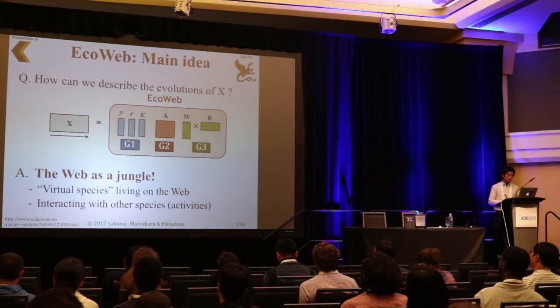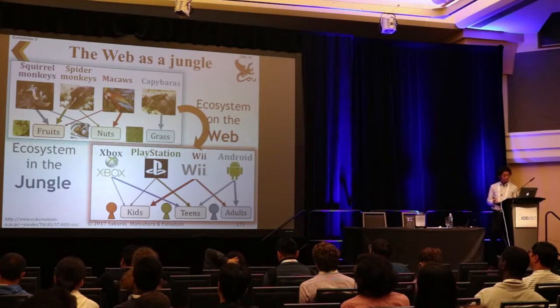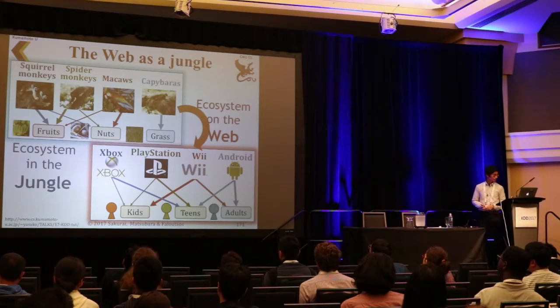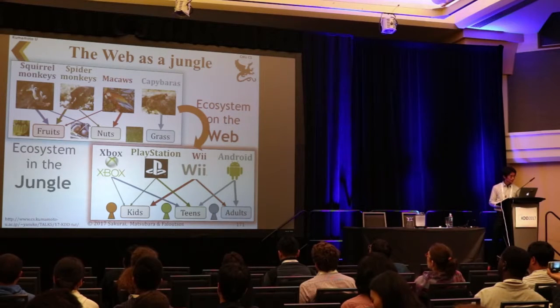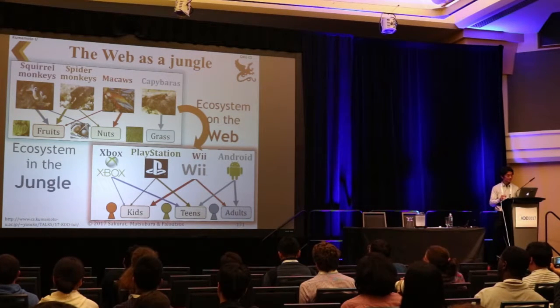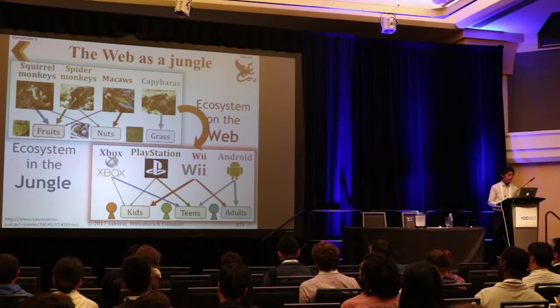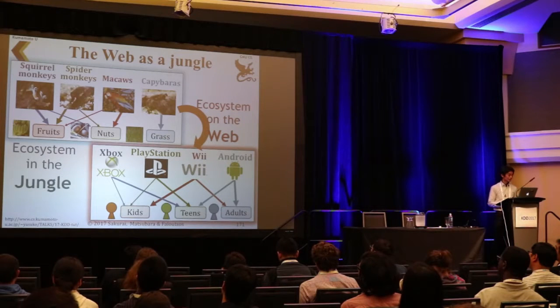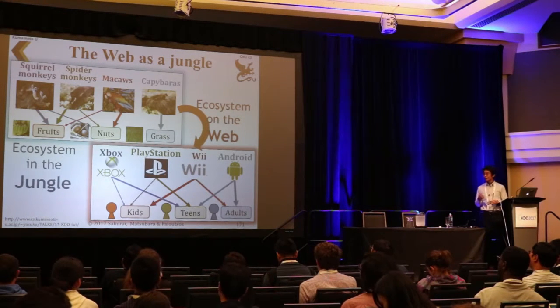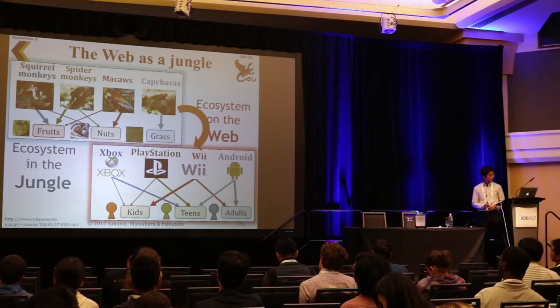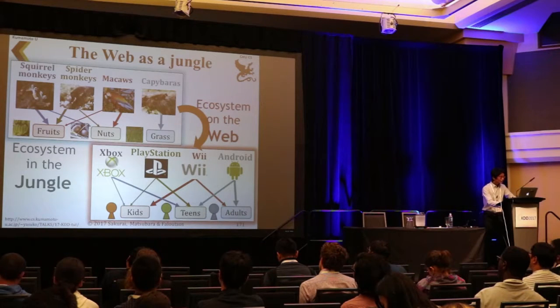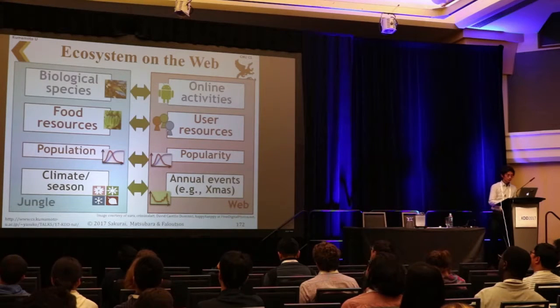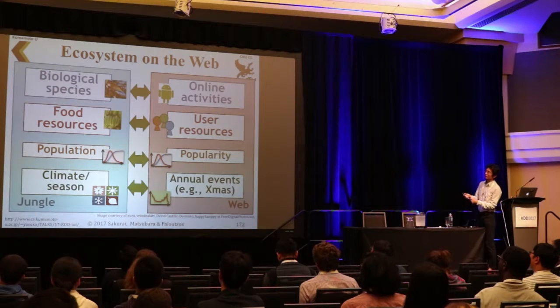So the main idea is that we want to describe the evolution of X. Okay, so in the jungle, squirrel monkeys and spider monkeys have a competition, and capybaras have the grasses, and their competition. It is an ecosystem. So we believe that the same happens on the web. We can call it the ecosystem on the web. Okay, Xbox and PlayStation have a competition, and Wii and Android also have a competition. So this is the analogy of this method.